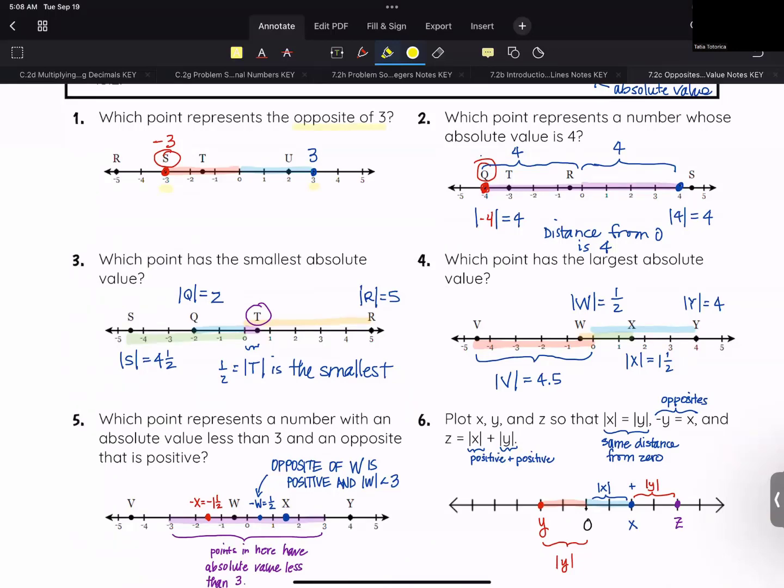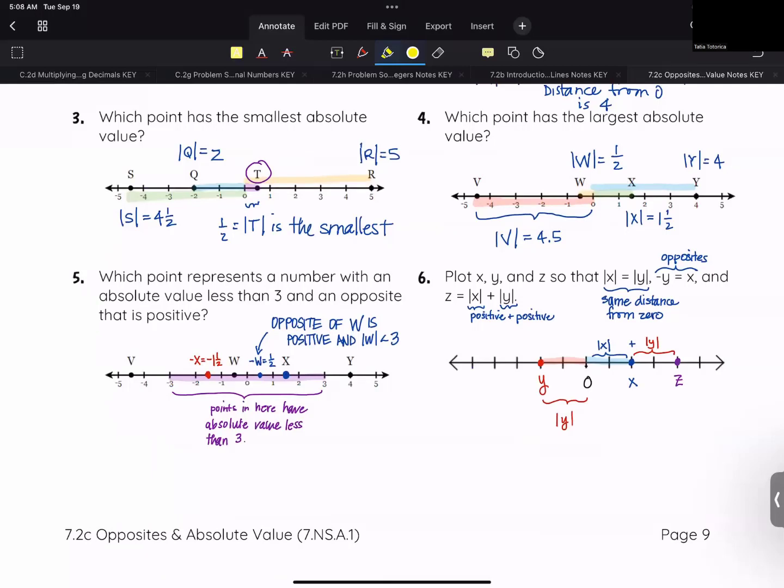On number 2, I want a point whose number has an absolute value of 4. That means from 0, I need to be 4 away from it in either direction. Well, if I look on this one, there's no labeled point at the 4, so I don't have a letter here. But if I come to the other side, we can see that Q is 4 away from 0, so Q is going to have an absolute value of 4.